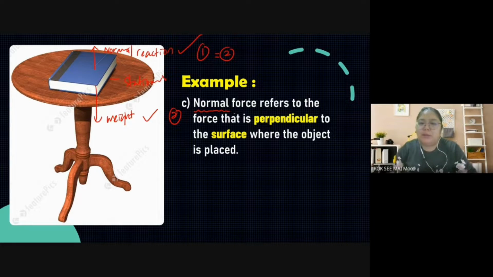For example, this normal force refers to the force that's perpendicular to the surface. The normal force is perpendicular to the surface. This one is a surface, so it is 90 degrees perpendicular to the surface where the object is placed. Normally we're talking like this. This one is the normal, this one is the surface, so there's a 90 degrees. So this one we call perpendicular to the surface. This one we call normal force.